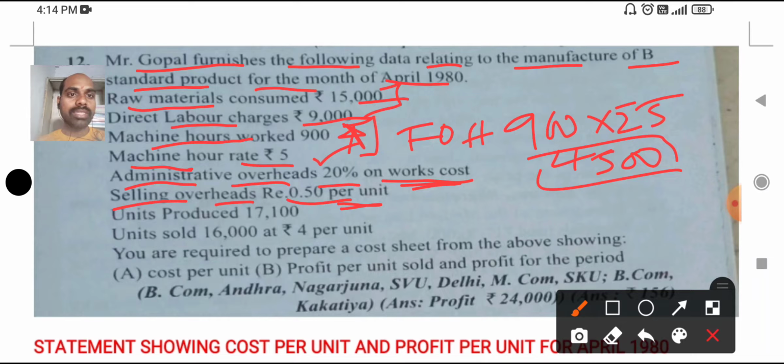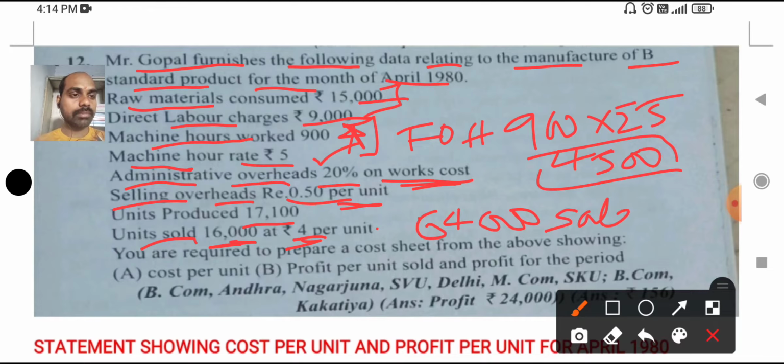Okay, per unit. For selling, only the number of units sold we need to consider, not the entire units. Units produced 17,100. Units sold during the year, this is sales information, rupees 4 per unit. Number of units sold 16,000 and per unit selling price is 4 rupees. So total sales will be 16 4s are 64,000. This will be your total sales.